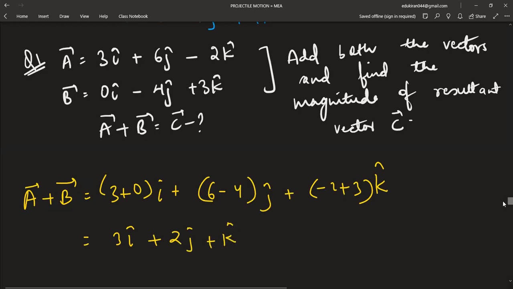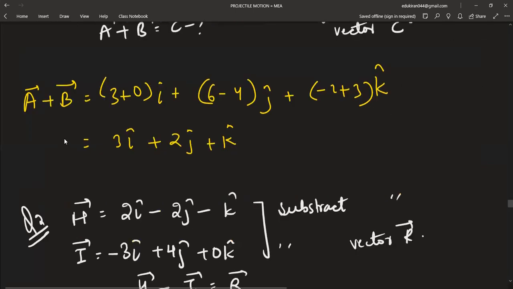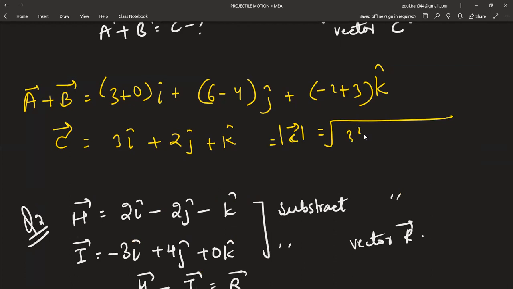Now this is the vector C. We have to tell its magnitude. So the magnitude of C would be 3 square plus 2 square plus 1 square. So 9, 10, 14, right? This is 14, correct.